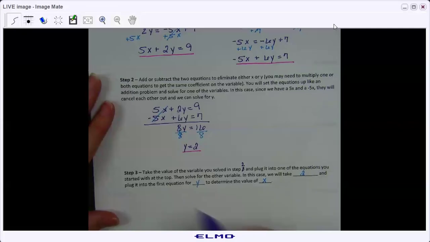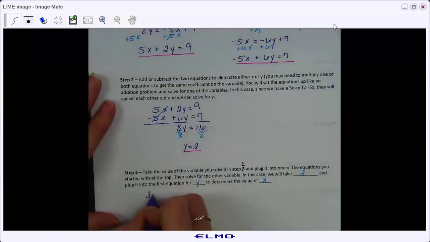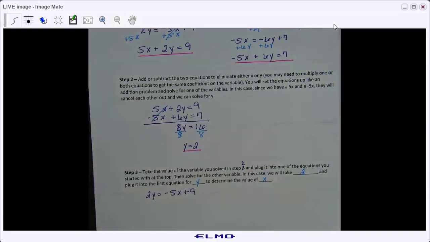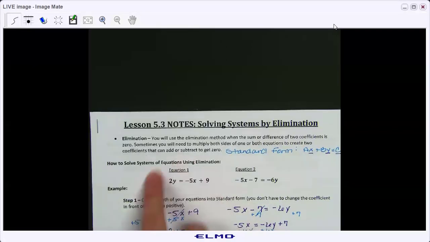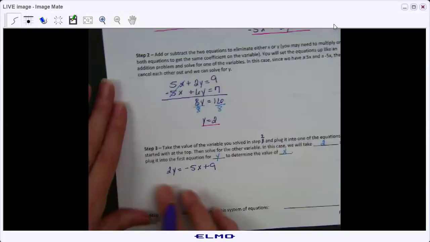So I'm going to write out my first equation, 2y equals negative 5x plus 9. And just in case that was a little bit confusing, all I did was I came to the top and I chose this equation. I could have chosen this one, but I chose the first one. It doesn't matter which one. So, and wrote it down here.